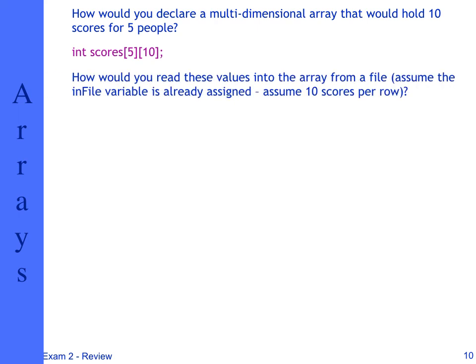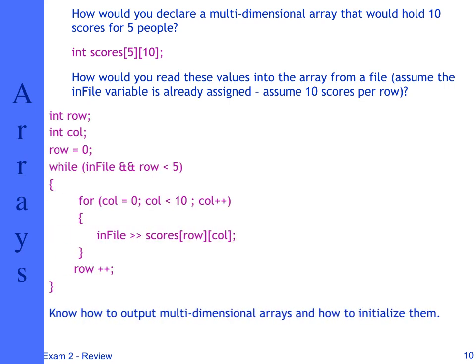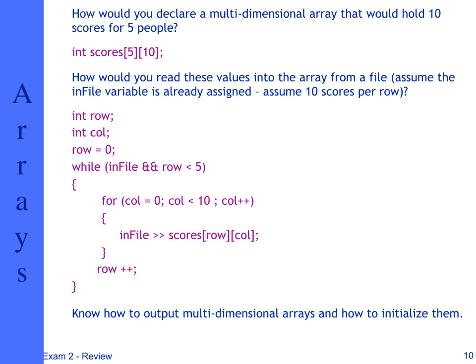Now, how will we read those values into the array from a file? That's assuming that we're going to use an infile variable, and in this case, we will assume that once we determine there's a new person in the file, we will read the 10 scores for that person. And there will be one score per row. So here's the code.